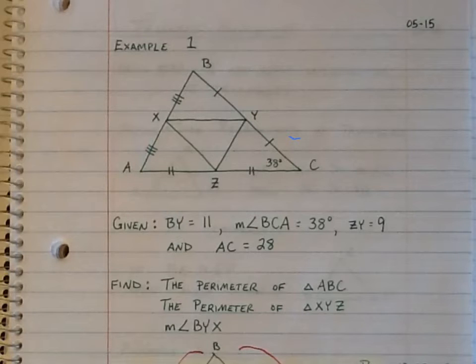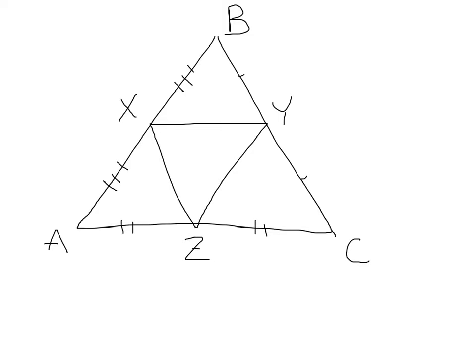We are asked to find the perimeter of triangle ABC, as well as the perimeter of the triangle XYZ. Finally, they ask us to find the measurement of angle BYX. On the bottom half of page 05-15, we're going to replicate the drawing and draw in the known information, followed by what we discover using the triangle midsegment theorem.